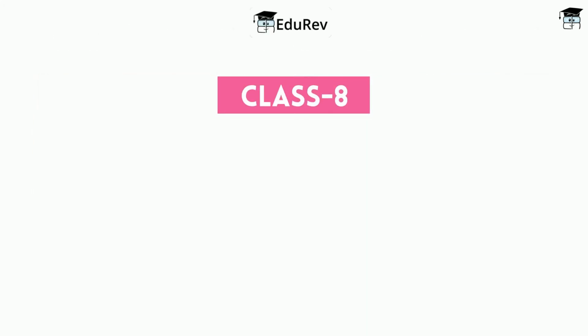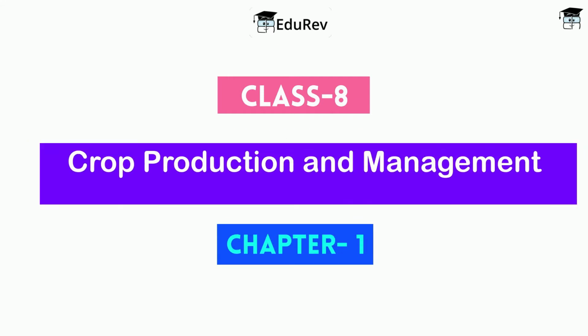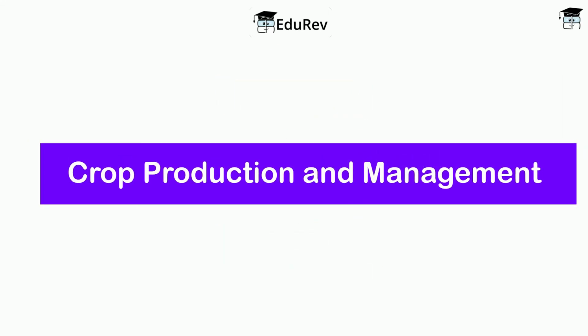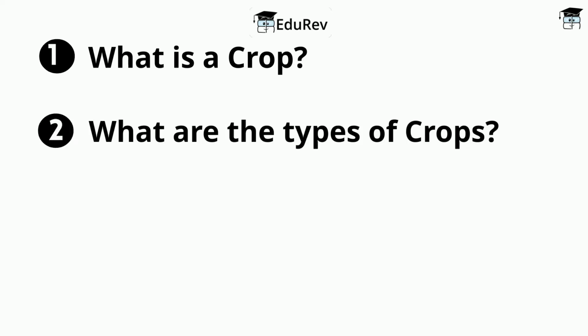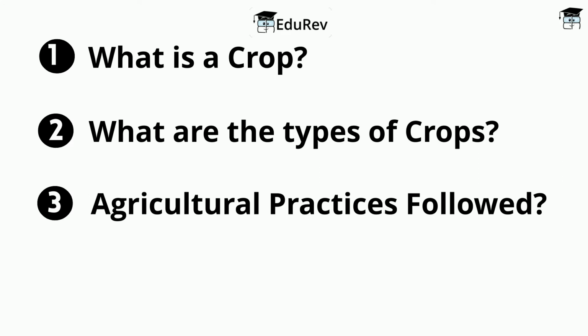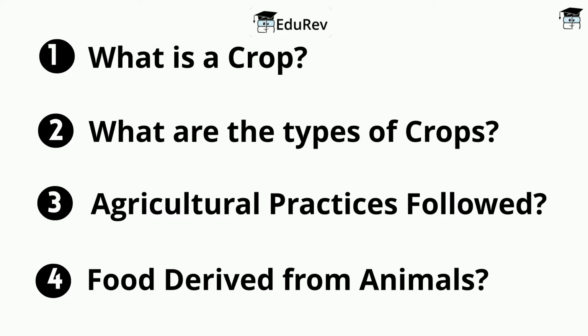Let us now understand the concepts of Class 8, Chapter 1, Crop Production and Management. We will study in this chapter what is a crop, what are the different types of crops, what are the agricultural practices followed, and what are the types of food derived from animals.